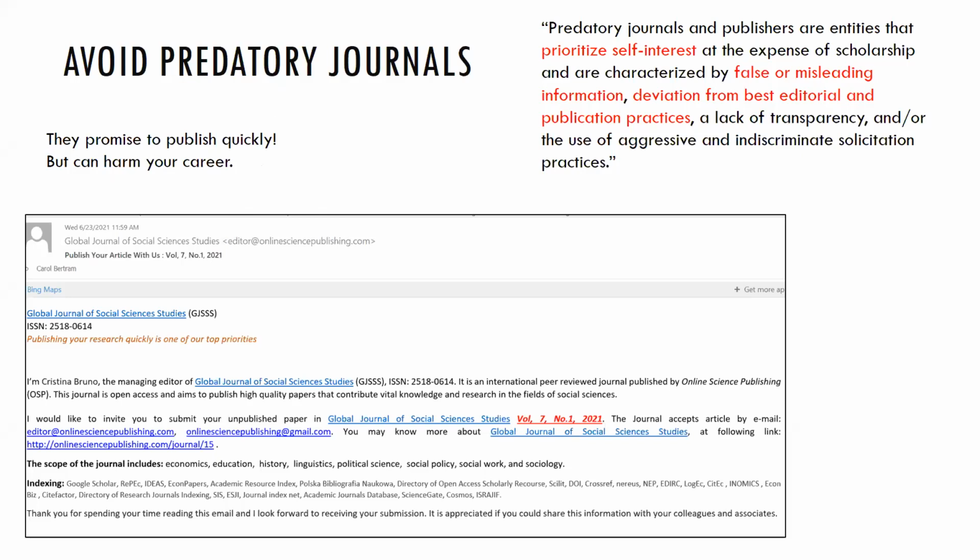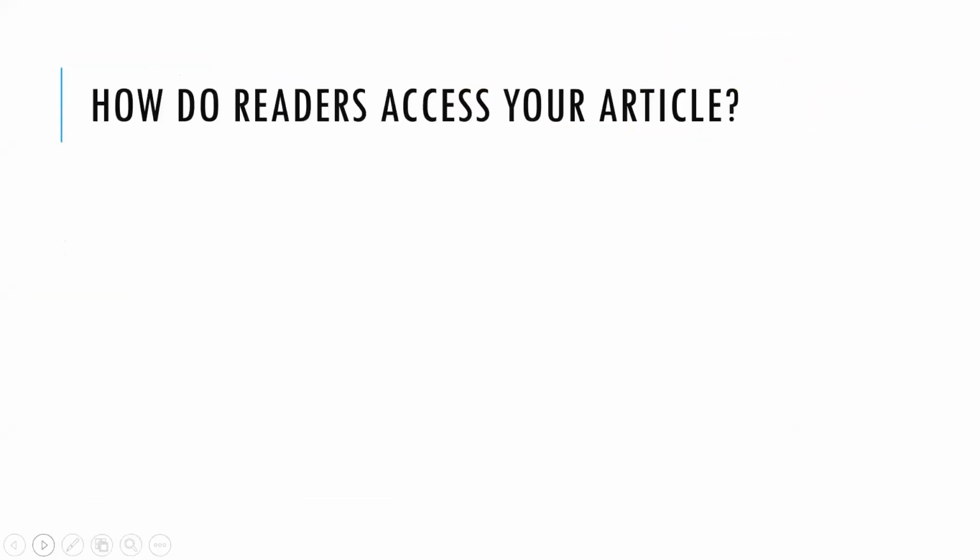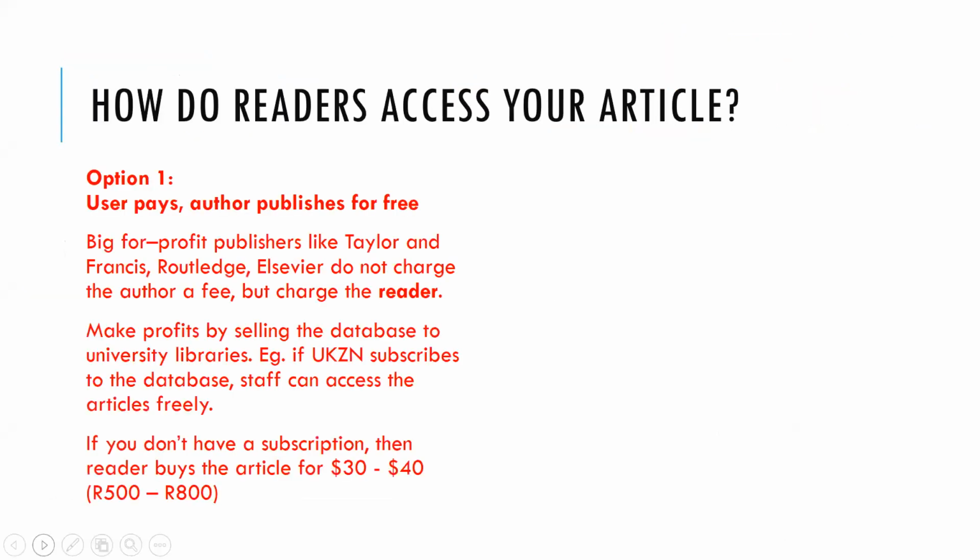So they do promise to publish quickly, but they can really harm your career. Particularly if you are planning to move into an academic career, the NRF, for example, will check to see if you are publishing with predatory publishers. You can simply type into Google, is such and such a predatory journal, and you should get information around that. But you can ask your supervisor as well. All right, then just quickly in terms of how people access your article, I am very strongly in favor of open access.